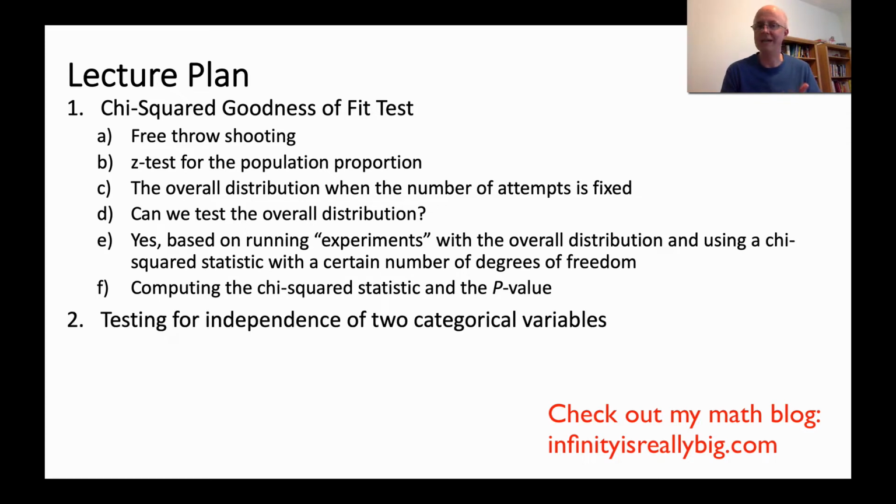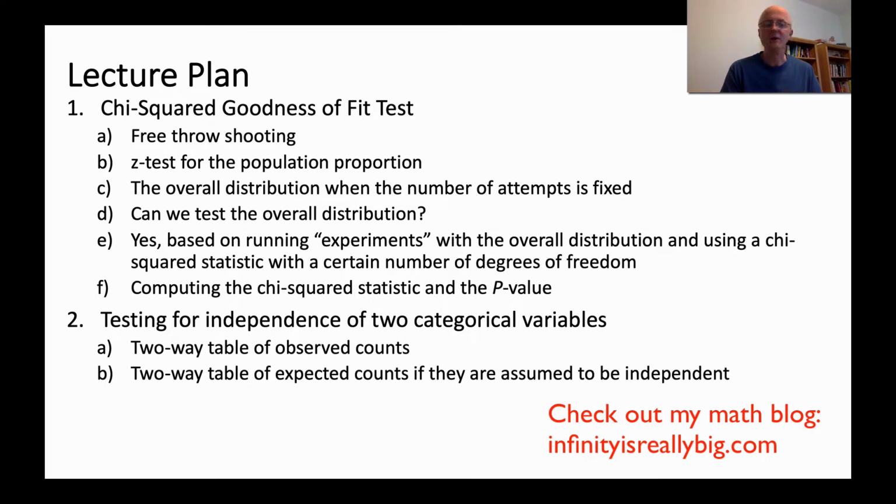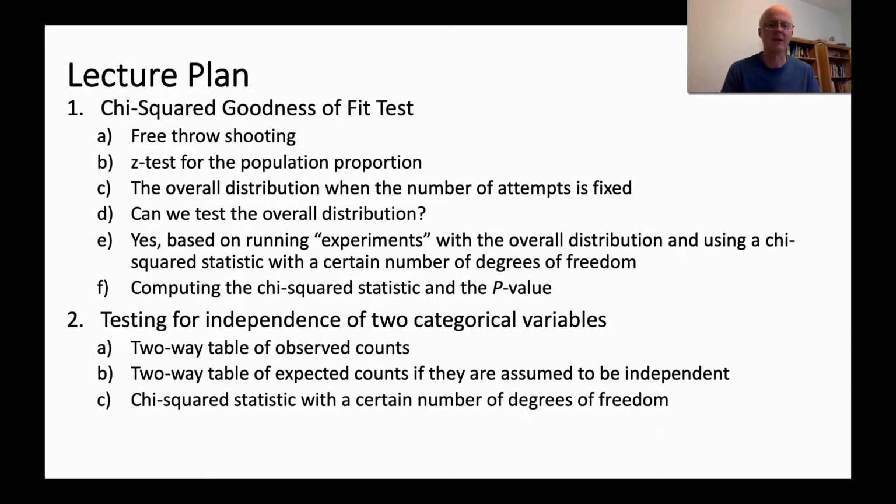The other situation is for testing independence of 2 categorical variables. We'll do an example there as well. We'll make a two-way table of observed counts for these 2 categorical variables that have different levels. We'll also look at the two-way table of what are called expected counts if we assume these 2 categorical variables are independent, unrelated, not associated. We'll compute, once again, a chi-squared statistic with a certain number of degrees of freedom. The way you compute the degrees of freedom in these 2 different situations is different. Finally, we'll compute the chi-squared statistic again and compute the p-value, and in both situations we'll decide whether to reject the null hypothesis or not and think about the real-life implications.